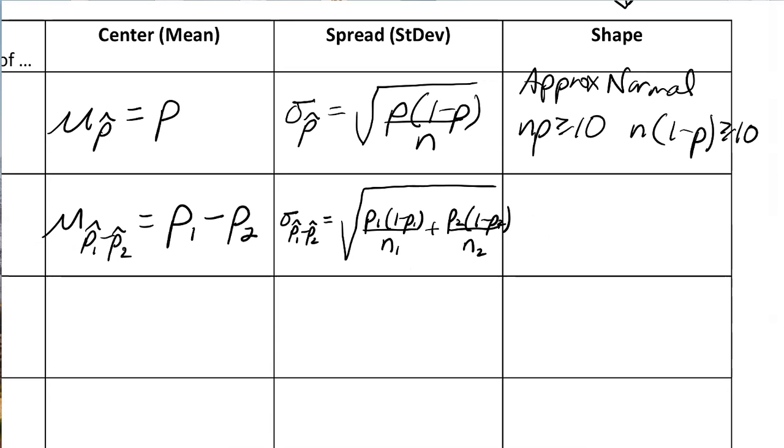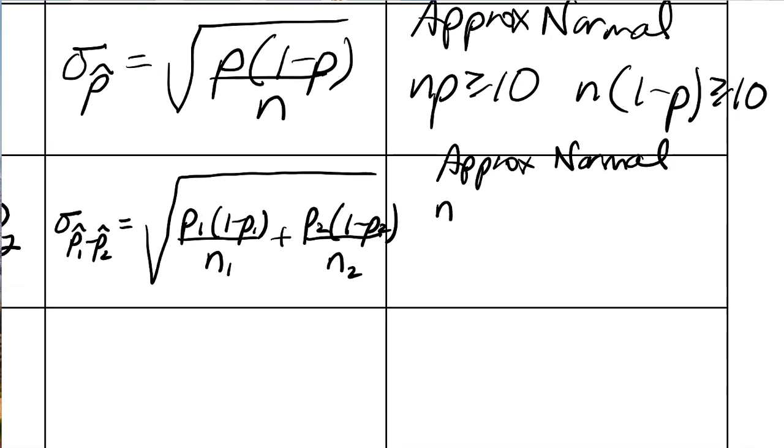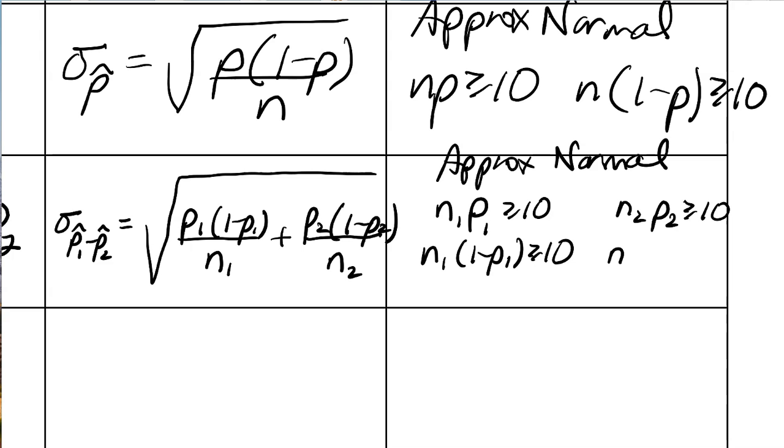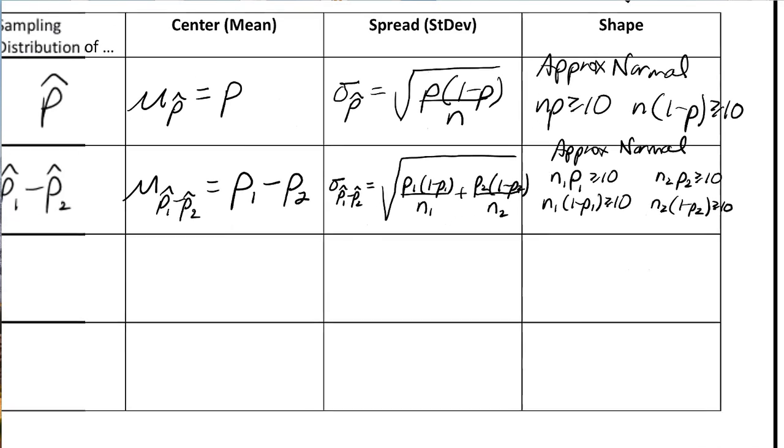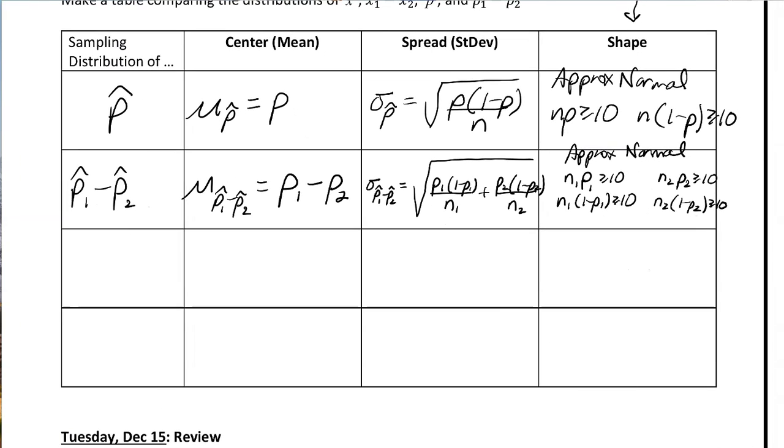And to determine if the shape is approximately normal, it is approximately normal if 4 things are true. You basically check the same condition we did before, but for each individual sample. So the first sample size: n1 times p1 is greater than or equal to 10. n1 times 1 minus p1 is greater than or equal to 10. n2 times p2 is greater than or equal to 10. And n2 times 1 minus p2 is greater than or equal to 10. So those are our first 2 sampling distributions.